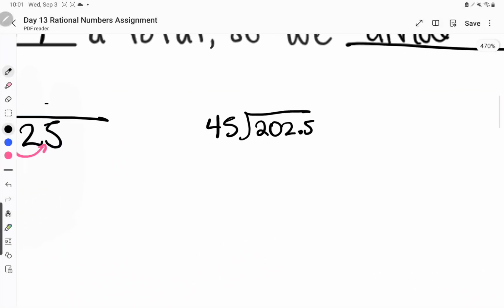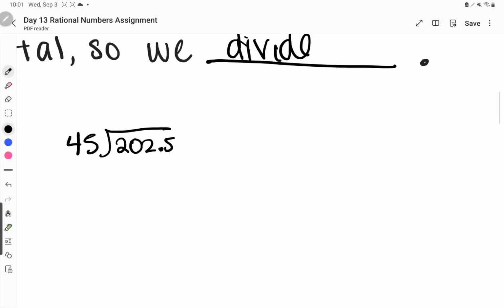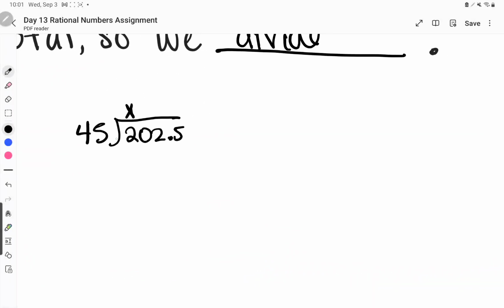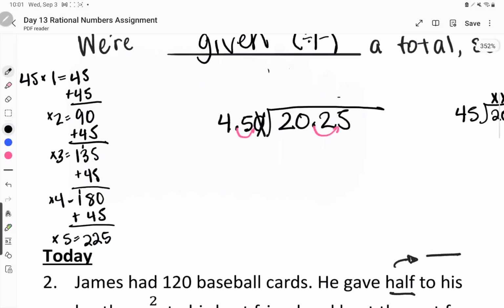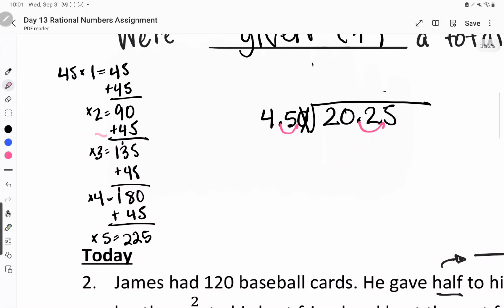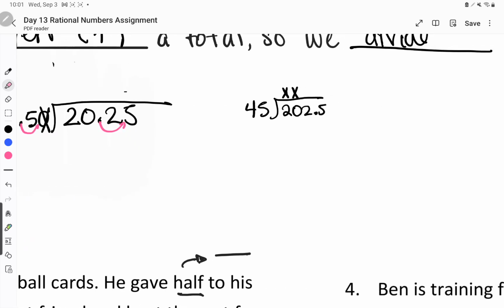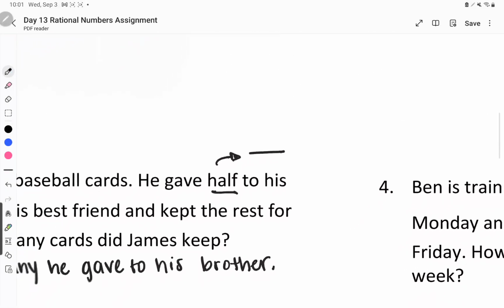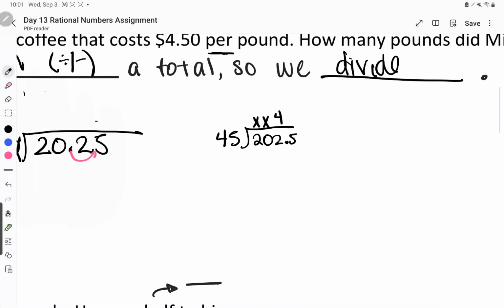All right, so the first thing we look at is, does 45 go into 2? No. Does it go into 20? No. Does it go into 202? Yes. How many times? Well, right here, 225 is too big because that's bigger than 202. So we have to go back one to 180, so that's going to give us 4 times. And then 4 times 45 is 180. Subtract.